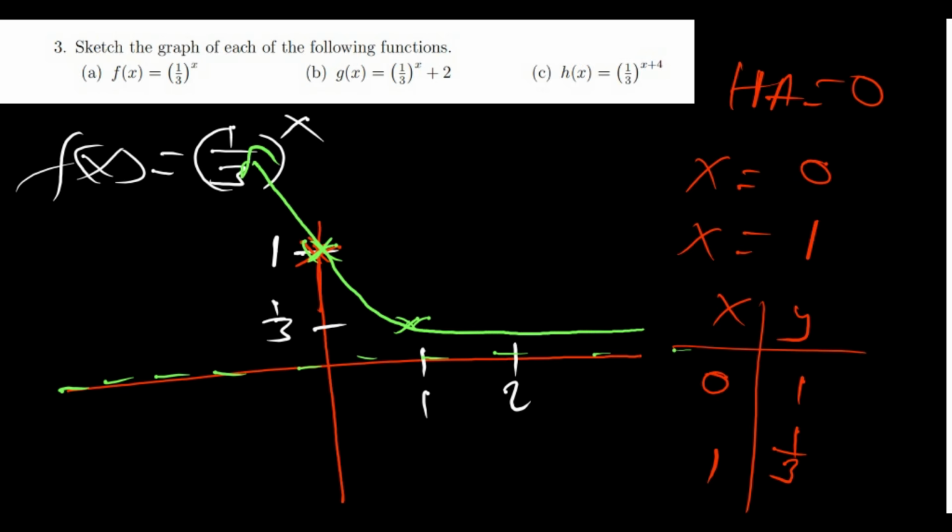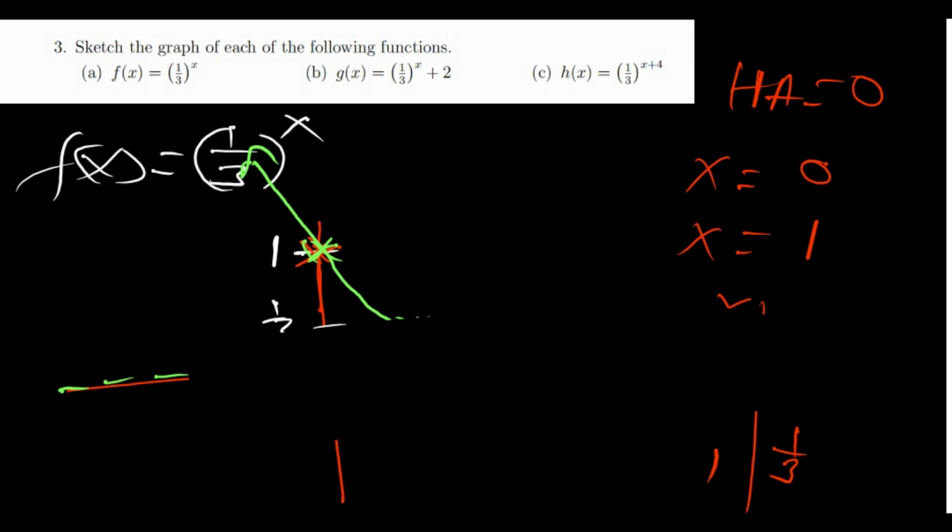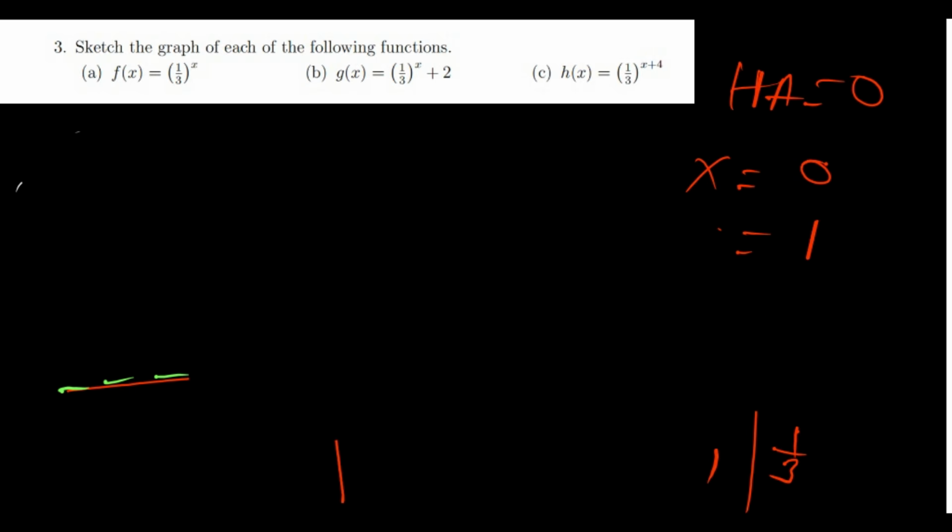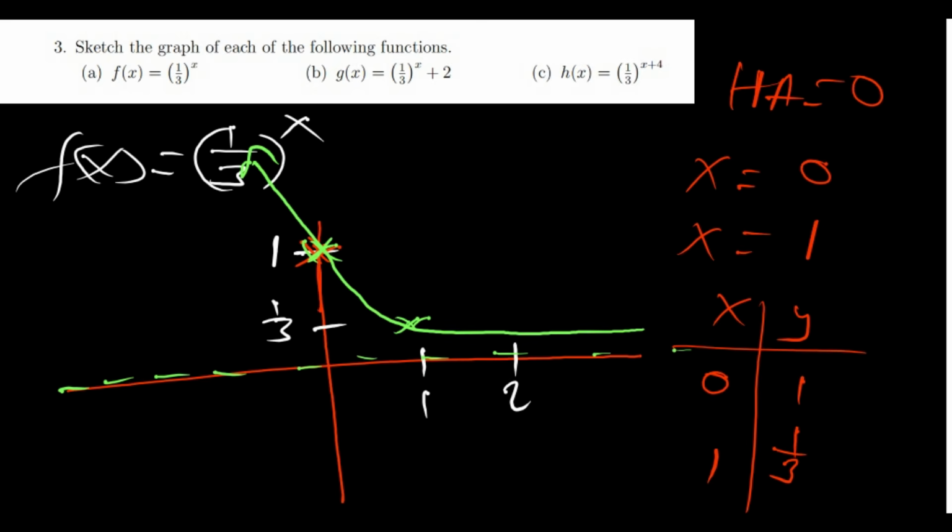Even here we can see that the domain is from negative infinity to positive infinity. The range is from 0, not included, all the way to positive infinity. That is it for part A. Now let's go to part B. Part B is saying we have f of x, although it's g anyway. Let me put g.